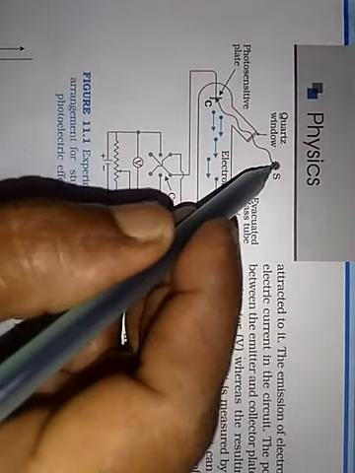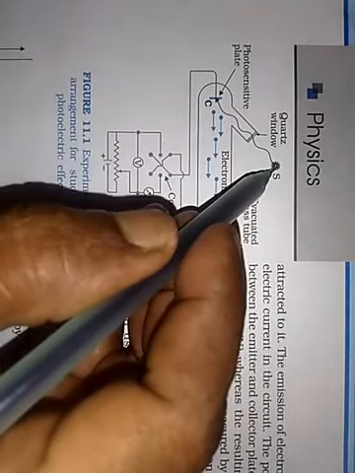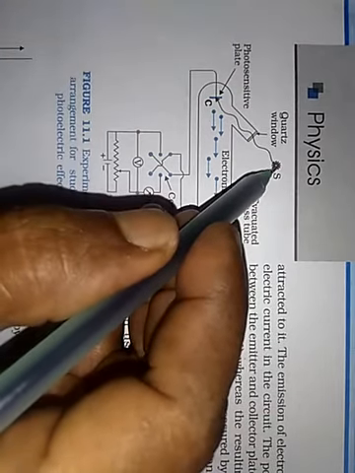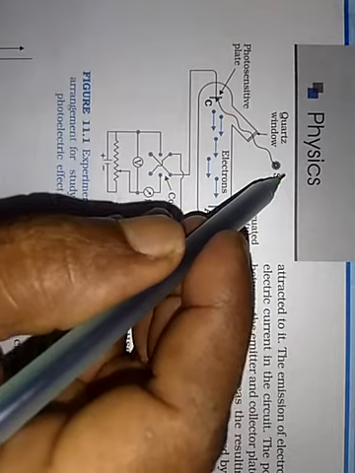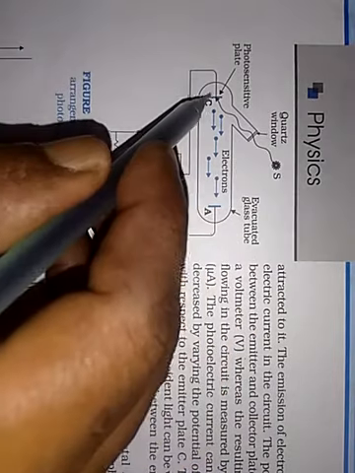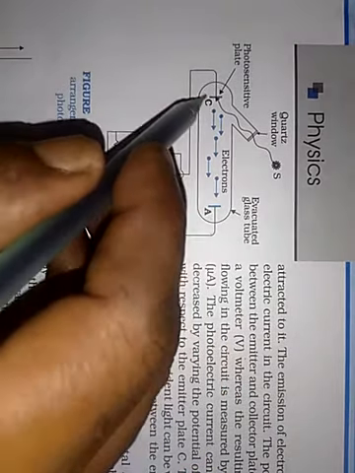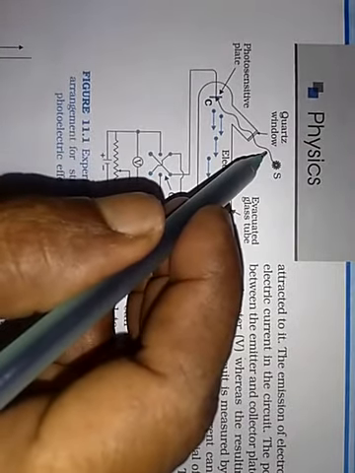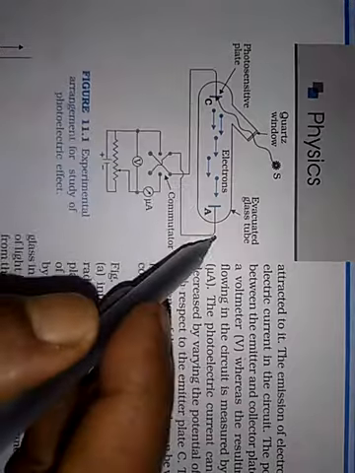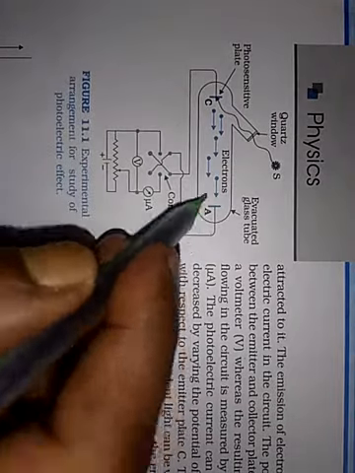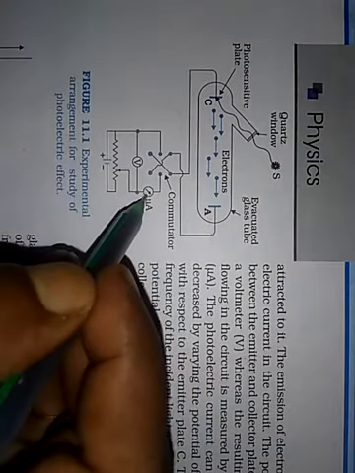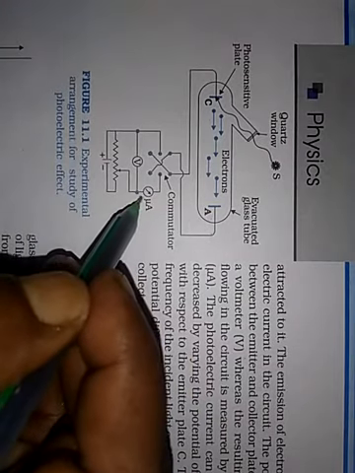So now what happens is, this is one reading. Another reading will be you move this source slightly towards the cathode. Now the distance decreases, but the intensity of the light is the same. So in that case, more electrons will be released from the cathode and travel toward the anode, and there is an increase in the current.